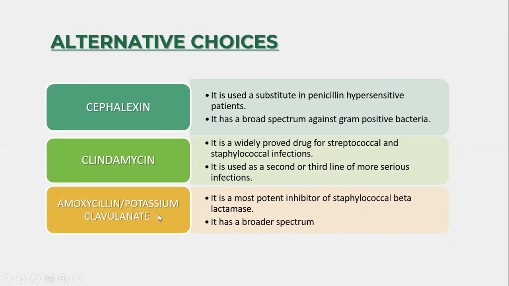Amoxicillin potassium clavulanate, known as Augmentin. It is a most potent inhibitor of staphylococcal beta-lactamase. It has a broader spectrum than all of these.